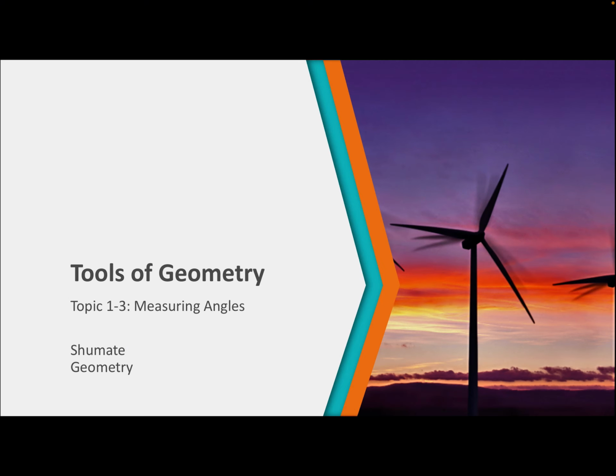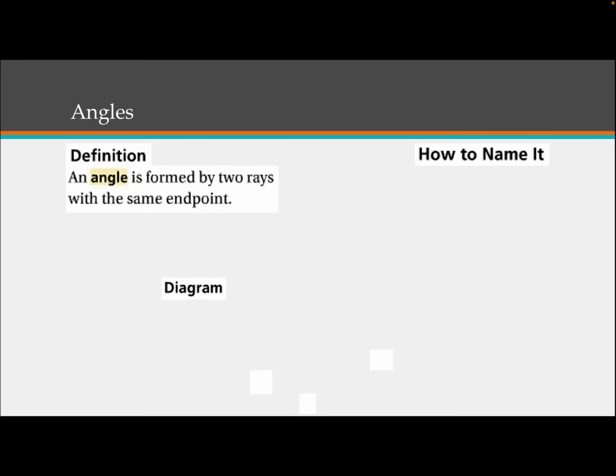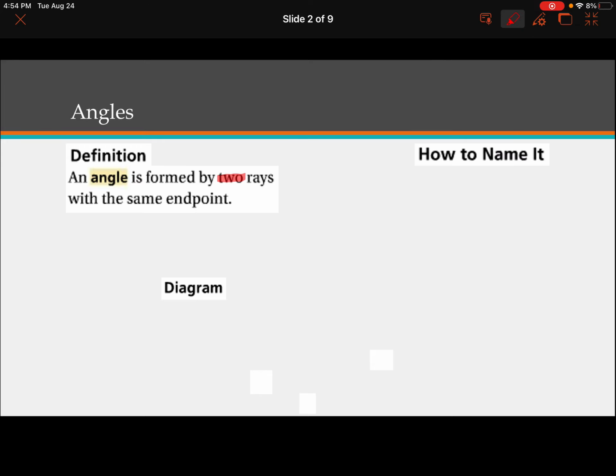Alright, we are looking at topic 1.3. Topic 1.3 is talking about angles. On the topic of angles, I guess we need to start off first by defining what they are. So, first thing on your paper, an angle is formed by two rays that have the same endpoint.